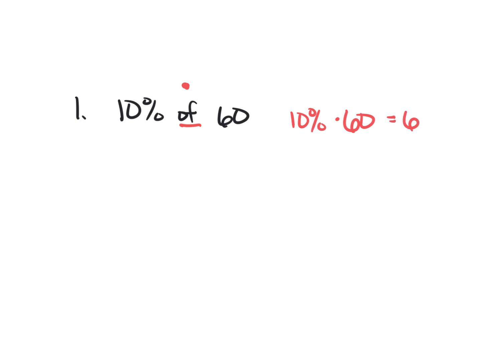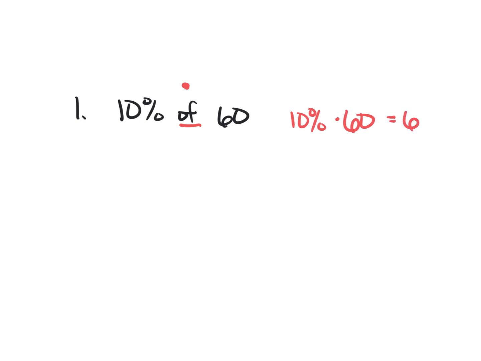The first question just gives you four problems, and they want to know what percentage of a number is. So let's say they want to know what 10% of 60 is. Well, we know "of" means multiply, so all we're going to do is go 10% times 60. This is where our calculator helps us out. If I type into my calculator 0.1 times 60, I get 6.